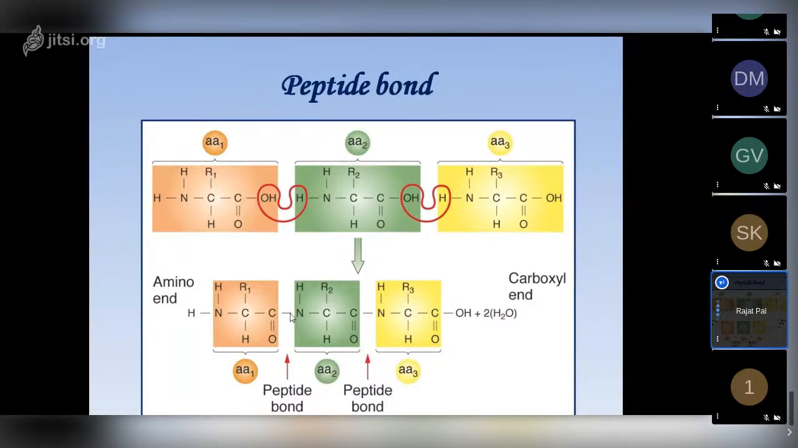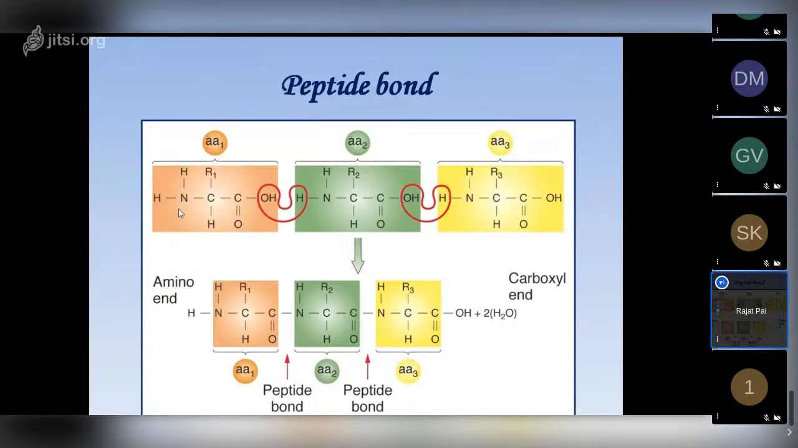Okay, so this carbon atom and this nitrogen atom will make a bond, and that bond is known as the peptide bond. Likewise, all the amino acids will be bonded together to form peptide bonds. This is also the same way the peptide bond will be formed, and amino acid 1, amino acid 2, and amino acid 3 will be bonded together, and many amino acids can bond one after another.